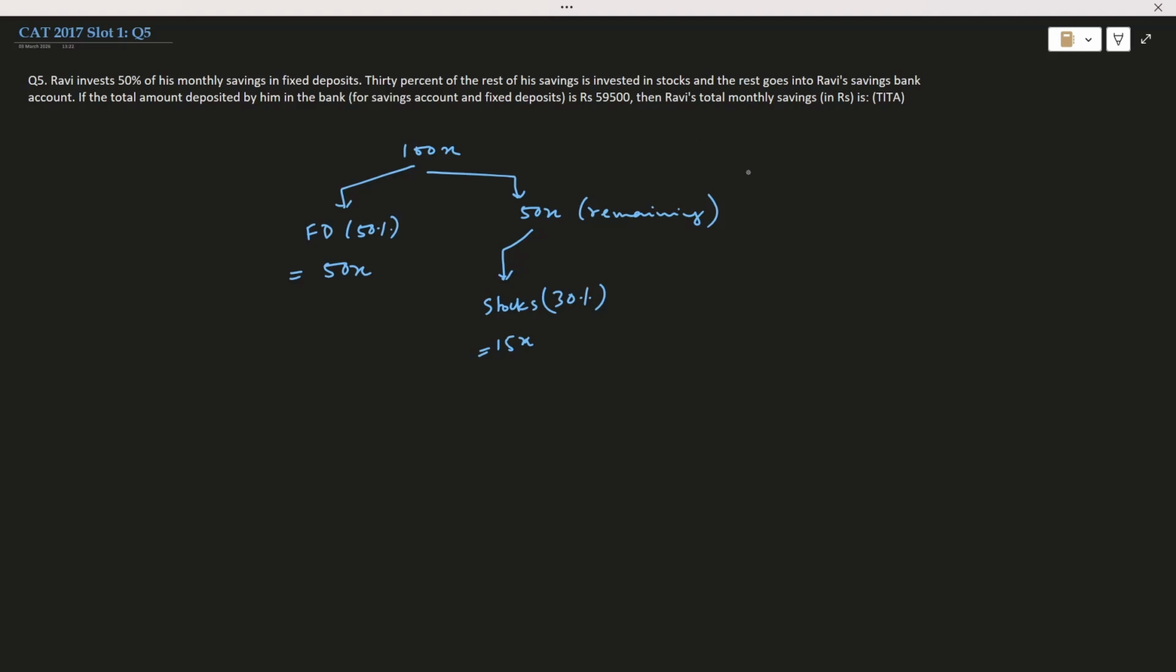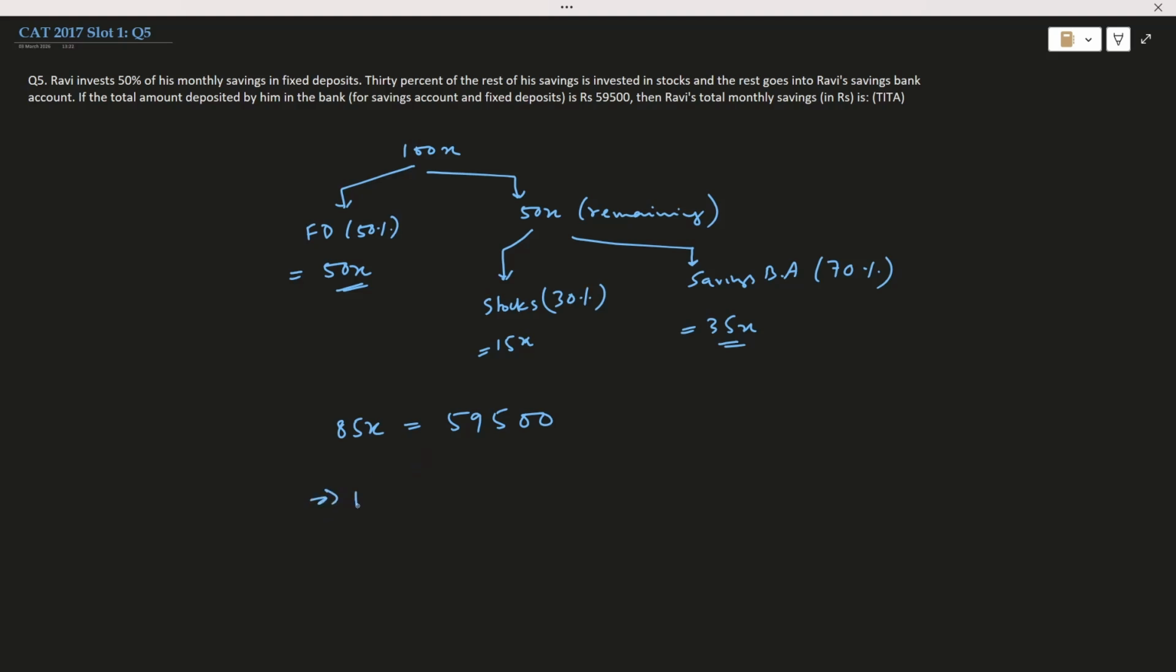And the rest goes into Ravi's savings bank account. The rest means 70% of the rest, right? 30% means the rest is 70%. So 70% of 50x will be 35x, correct? If the total amount deposited by him in the bank savings account and fixed deposit is this one, this one, so how much has he deposited? 85x, and this is given to us as 59500.